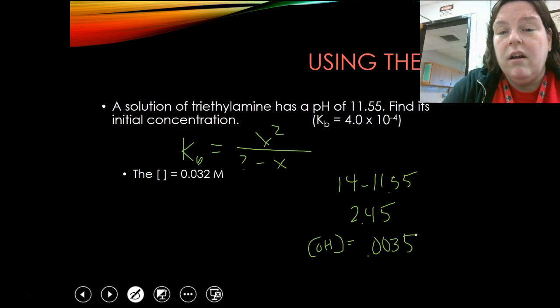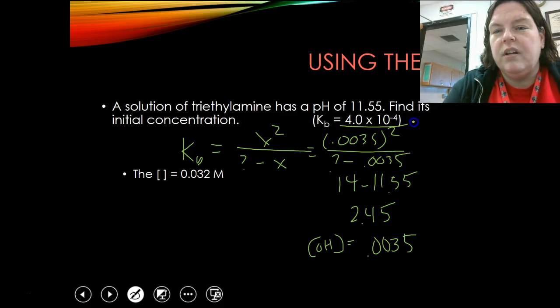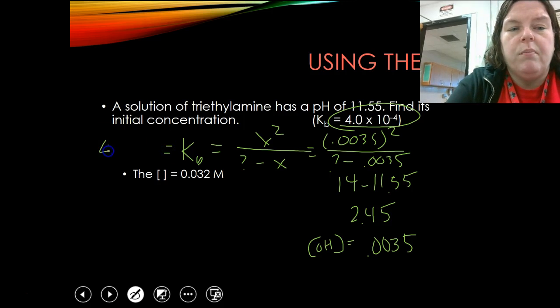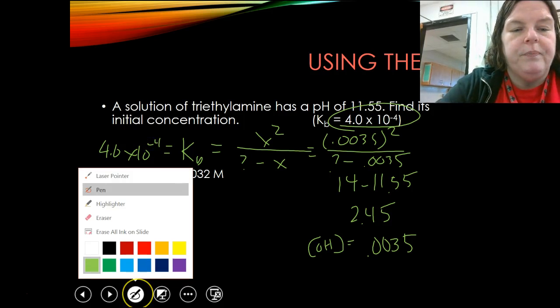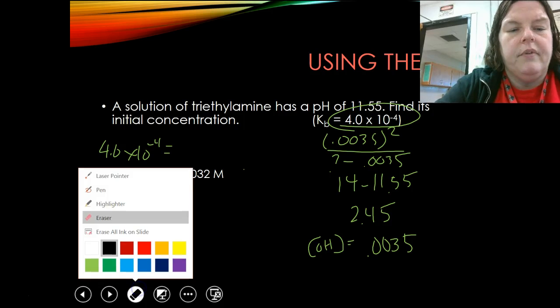So we know now, hey, we have 0.0035 squared over some number, question mark, minus 0.0035. And we know what the Kb is. We're given the Kb. So there we go. Now we plug in everything. The Kb is also equal to 4.0 times 10 to the negative 4th. So I can basically erase all this stuff right here that gives me the work. And these things are equal to one another now, okay?